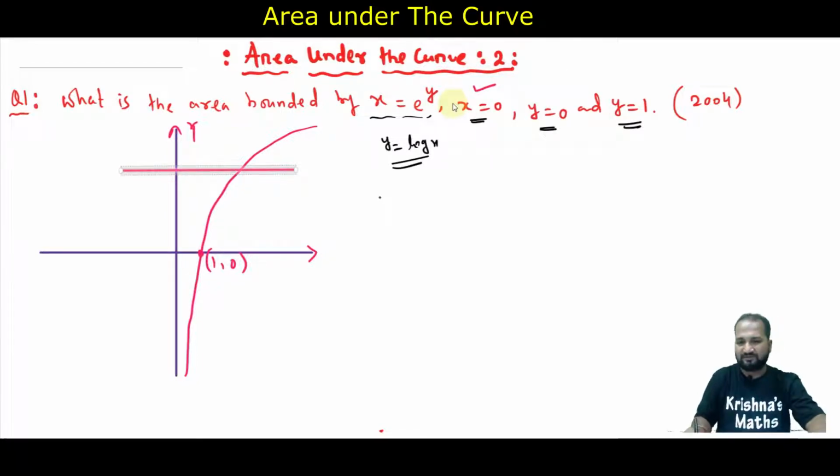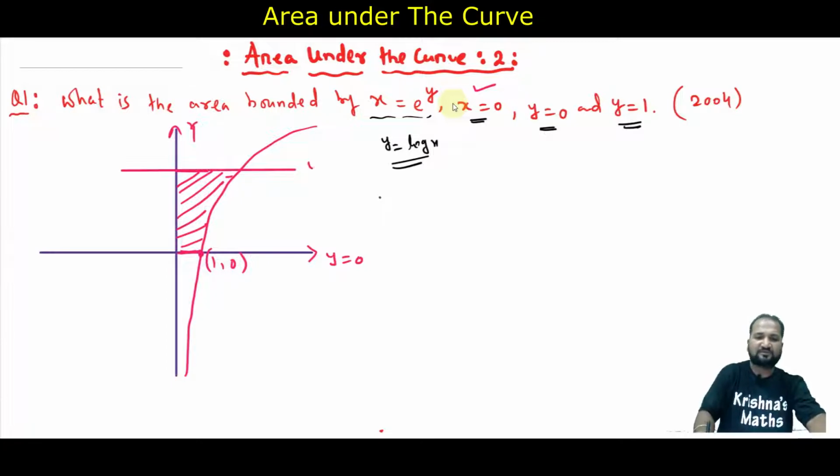So what is the area required? Y equal to 0 is the x axis, y equal to 1 is this line. So this is the required area, the one I marked in pink. This is y equal to 0, the x axis. This is y equal to 1, a line parallel to the x axis at a distance of 1. Now the area is bounded by the y axis, so area is equal to integration 0 to 1 of x dy.